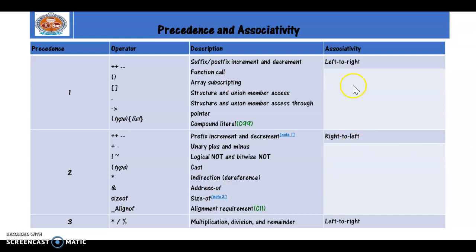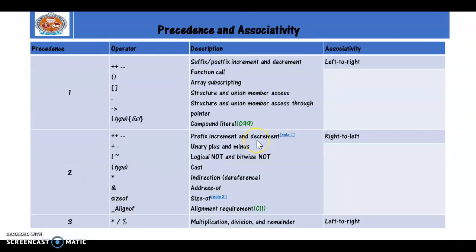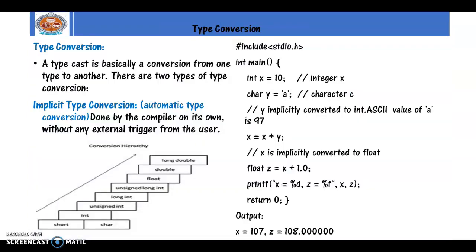Here you have to associate from left to right. Okay. So likewise you can see here what is the precedence, that is what is the priority, and what is the associativity. Fine. So these are the available things for us. And then coming to type conversion.